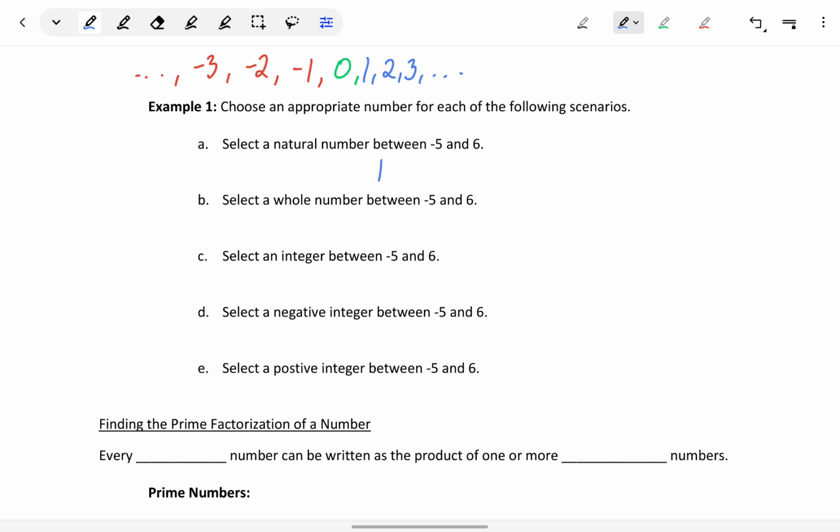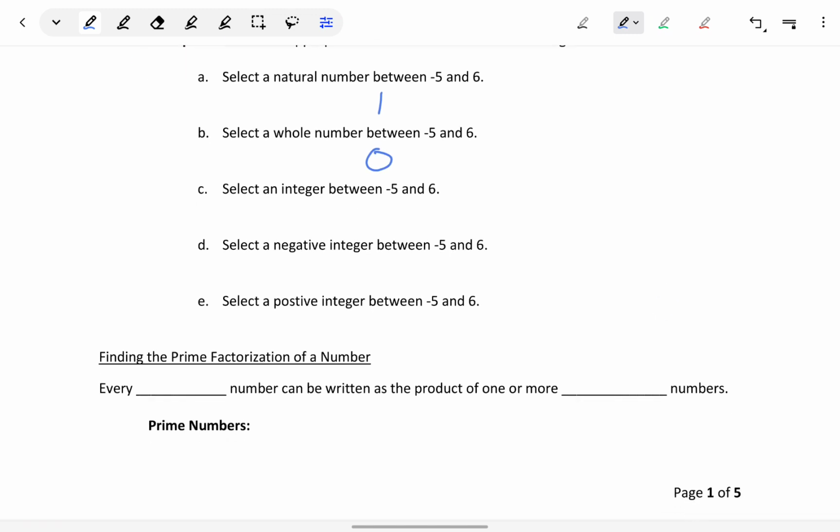In part B, we have a similar question, but now we're asked to select a whole number between -5 and 6. This means we could step down one number lower and we could pick 0, since 0 is included as one of the whole numbers, but we couldn't dip down into any of the negative numbers because we're not asked for an integer, we're asked for a whole number.